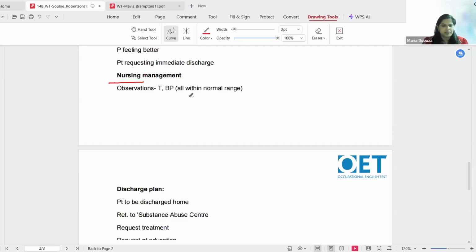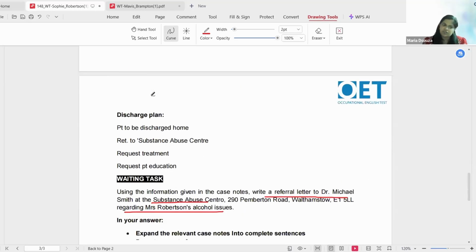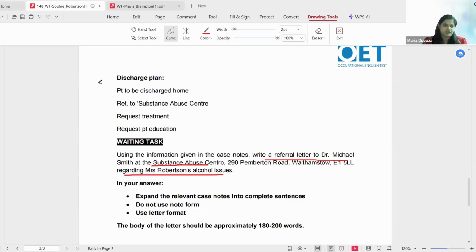Her blood pressure and temperature, or you can say vitals, were in the normal range. Okay, that's all. And then the discharge plan. In the discharge plan, what do we have to write? We are referring the patient to the substance abuse center. Request treatment, request patient education.